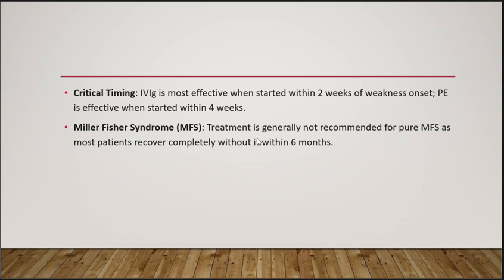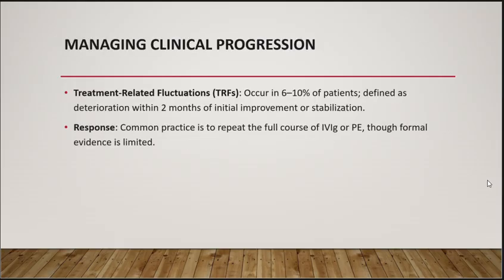And in the Miller Fisher variant, treatment is generally not recommended, as pure Miller Fisher variant has a good outcome and even without treatment the patient may improve within 6 months. And treatment related fluctuations, TRF, usually occur in 6 to 10 percent of patients, where the deterioration occurs within 4 weeks of initial improvement.